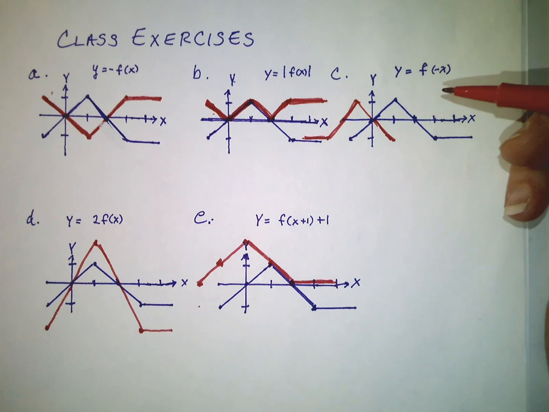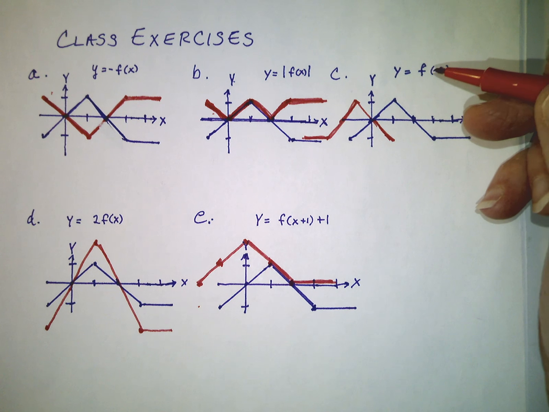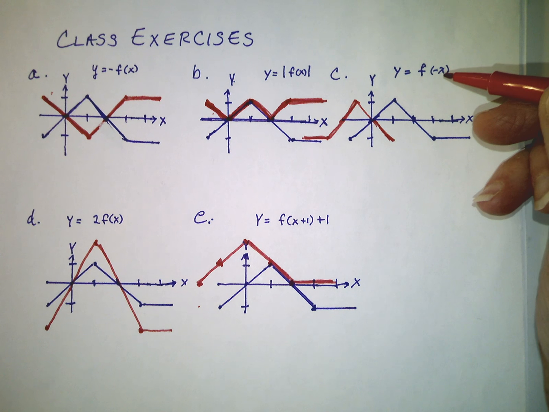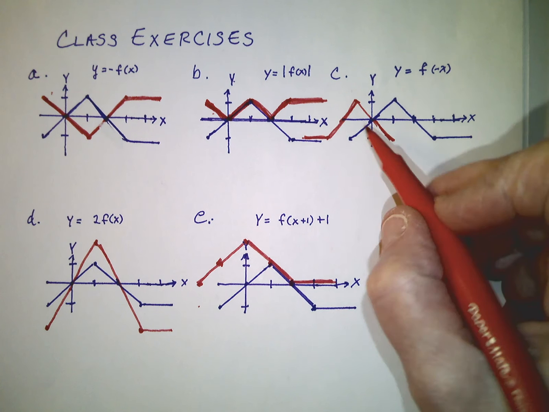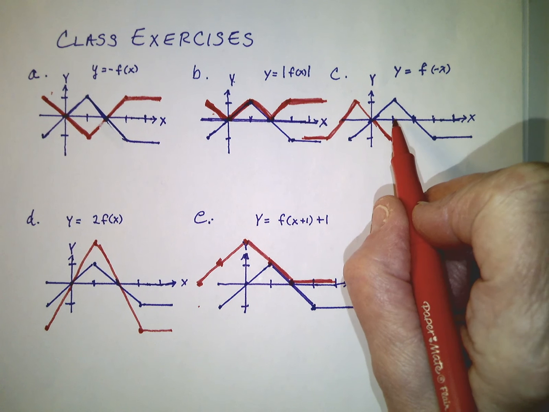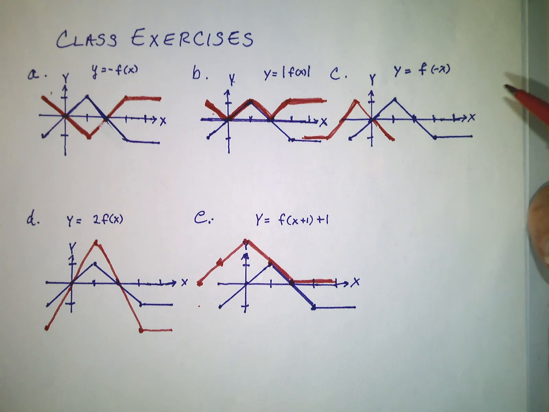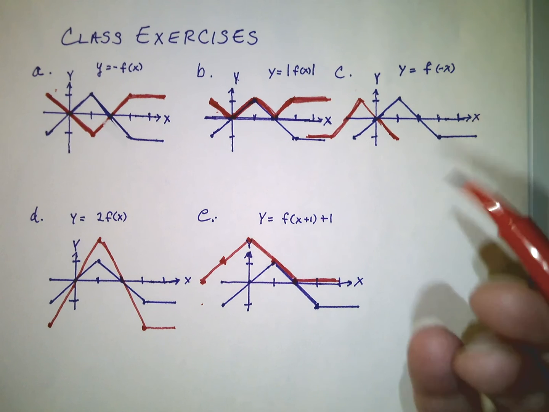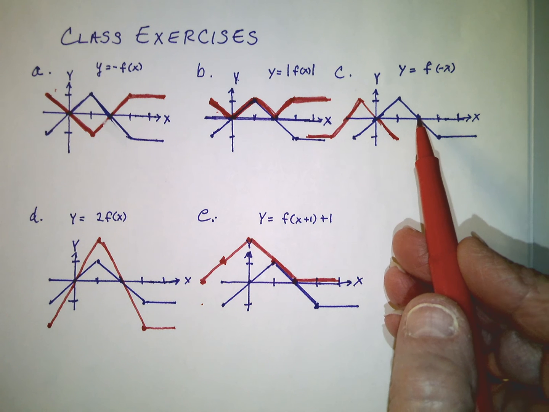On part C, they wanted the f of negative x. That means the x's are all going to become their opposite values. So where the x is negative 1, now the x is going to become positive 1. And we find the y value there. And I didn't plan too well when I wrote this. This is going to be a reflection across the y-axis.